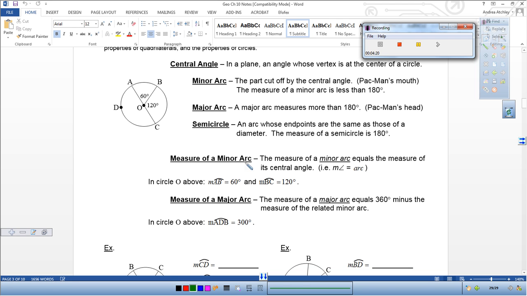Okay, the measure of a minor arc is equal to the measure of the angle. The measure of the angle equals the measure of the arc. So since angle AOB equals 60 degrees, that means arc AB is also 60 degrees. Because angle BOC equals 120 degrees, arc BC is also 120 degrees. Questions over that?